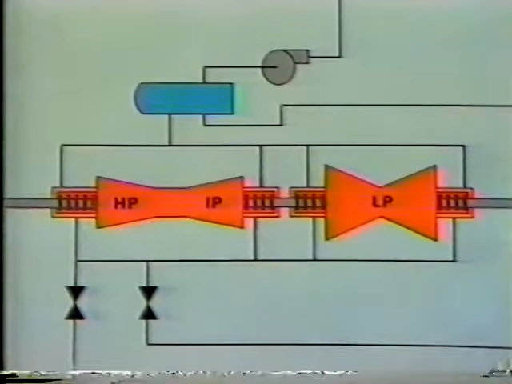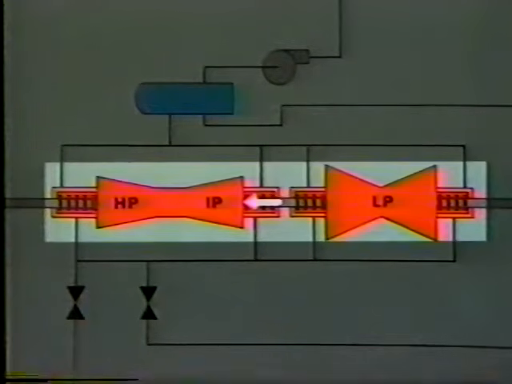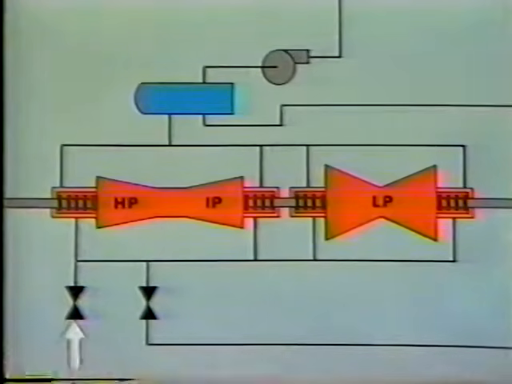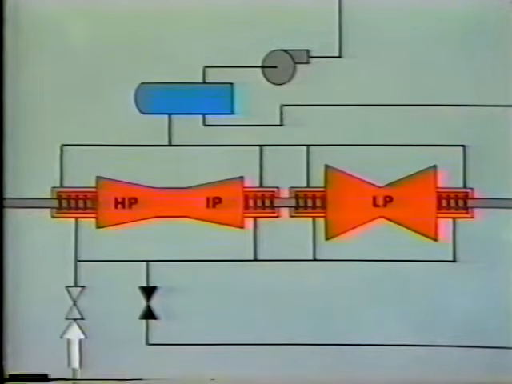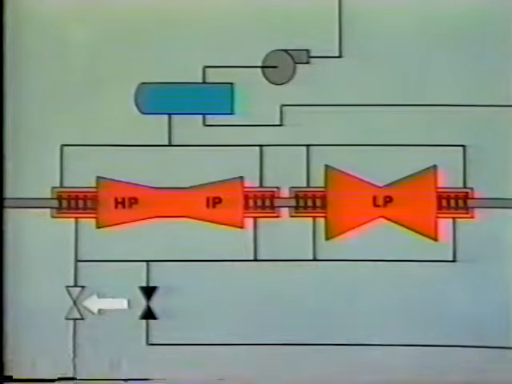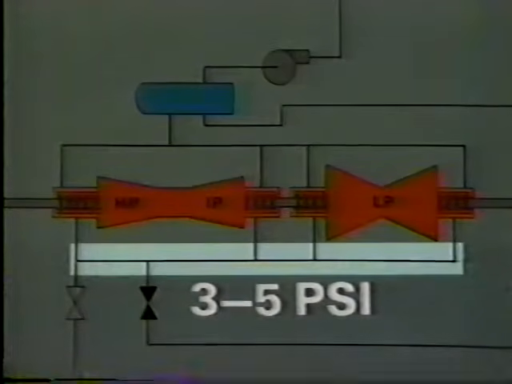During startup, before steam is admitted, the turbine is below atmospheric pressure. During this phase of operation, air will try to leak into all three sections of the turbine: the high pressure section, the intermediate pressure section, and the low pressure section. To prevent this, steam is generally supplied from the main steam line, through the steam supply control valve, to the gland seal supply header. A pressure controller operates this valve to maintain a pressure of approximately 3 to 5 psi in the header at all times.